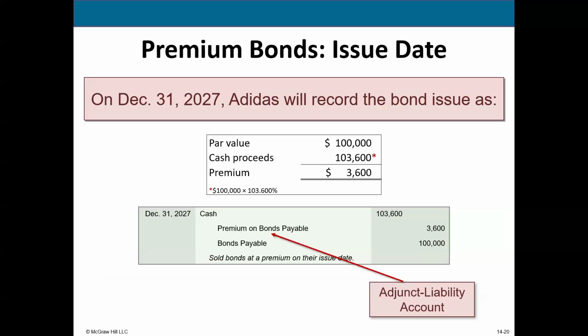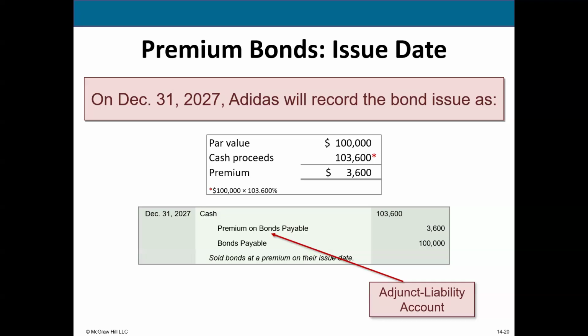So when Adidas receives the $103,600 in cash, for the bonds that we've issued on December 31, 27, we record it like this. We debit cash 103,600, which is 100,000 times 103.6%. We credit the premium on the bond payable, which is 3,600, and we credit the bond payable at its par value, 100,000. So this represents the sale of a bond at a premium.